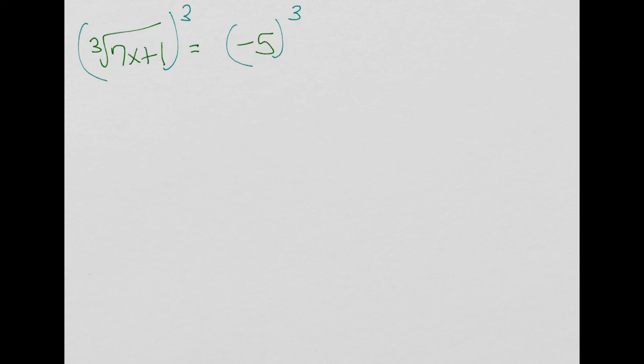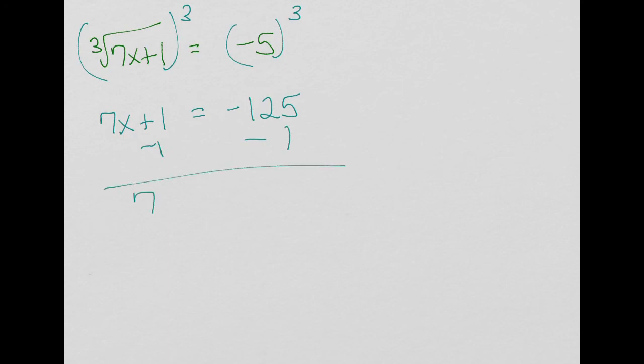All right, let's do one with a cube root. So the cube root of 7x plus 1 equals negative 5. It's going to work the same way. Since it's a cube root, we're going to cube both sides. 7x plus 1 equals negative 125. Subtract the 1. So I get a negative 126. So x equals negative 126 over 7.